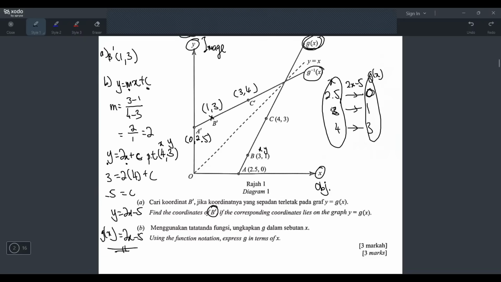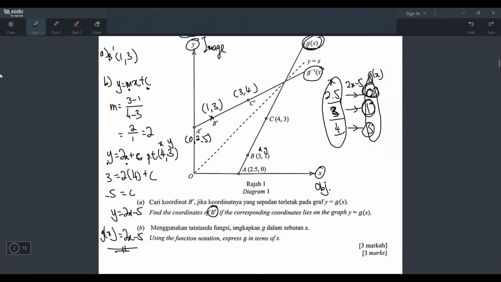What about when the object is 3? 3 sub inside x. 3 times 2, 6. 6 minus 5, 1. Oh, it matches too. So 4 times 2, 8. 8 minus 5, 3 also. You see, all these three objects you sub inside, you will get the image. The image is indeed the same as the image given. It means your answer is correct already. This is the correct answer.